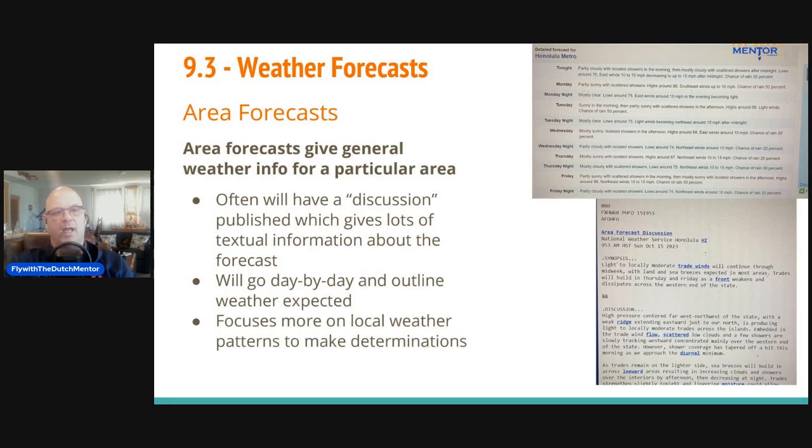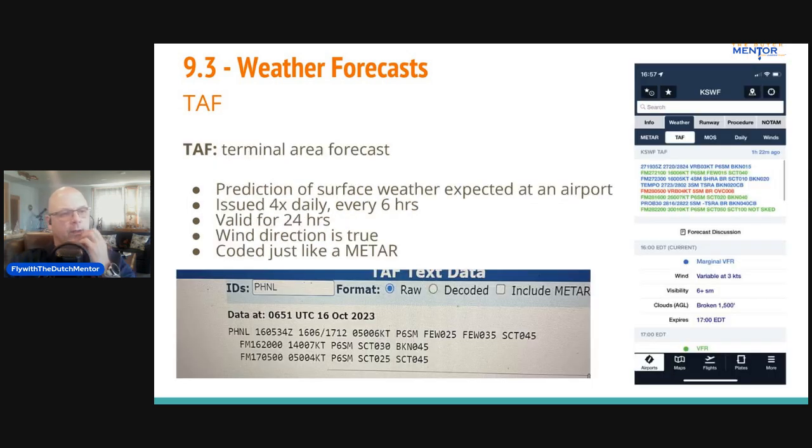An area forecast will give general weather info for a particular area, and we're going to demonstrate that later in the program. We are going to call 1-800-WEATHER BRIEF to get an area forecast for the flight between Stewart and Albany, New York. The terminal area forecast is another one.